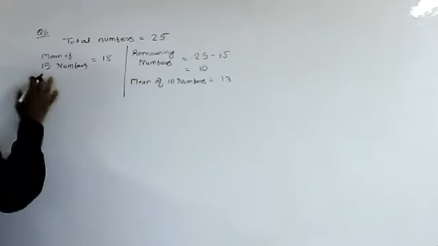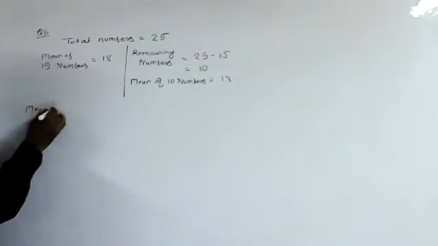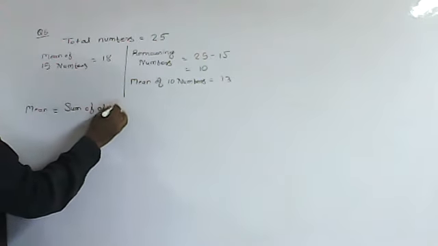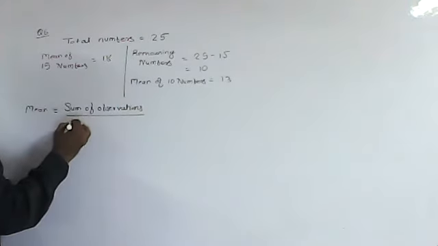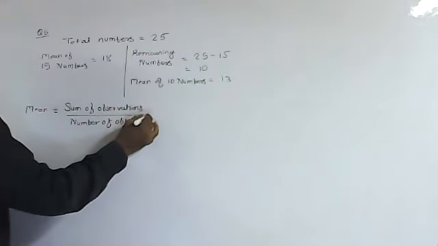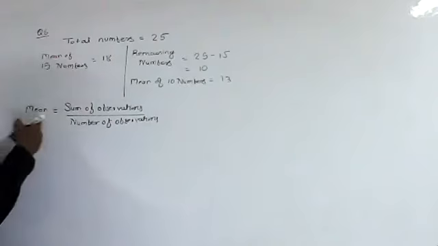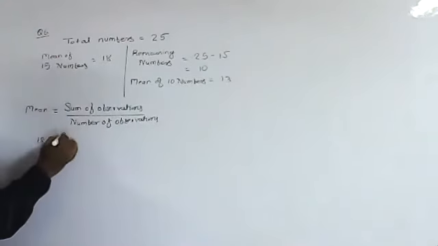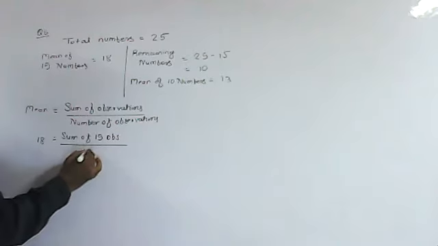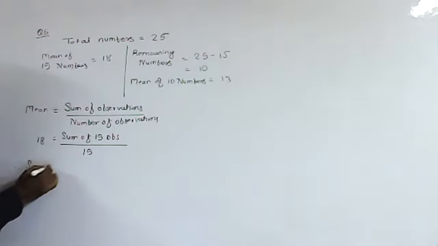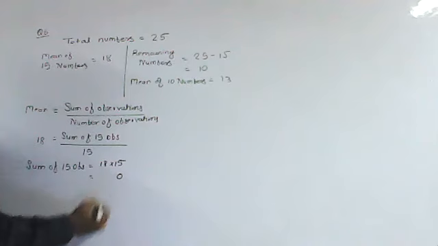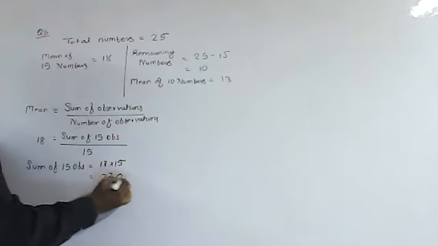So first we have the formula: mean is equal to sum of observations upon number of observations. So the mean here is 18. So the sum of 15 observations: we have to find it. 15 into 18, therefore the sum of 15 observations is equal to 18 into 15, which is 270. So this is your first part.